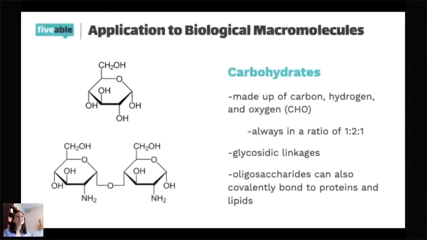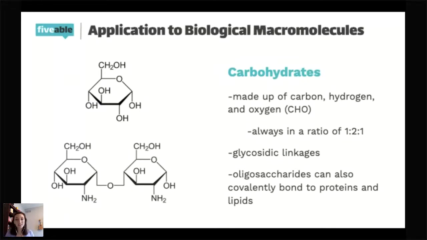The important thing to remember with carbohydrates is that they're made up of carbon, hydrogen, and oxygen, but always in a ratio of 1 to 2 to 1. So you have your glucose, which is C6H12O6, and all carbohydrates will have that ratio. So carbon, hydrogen, oxygen, always twice as much hydrogen as carbon or oxygen.